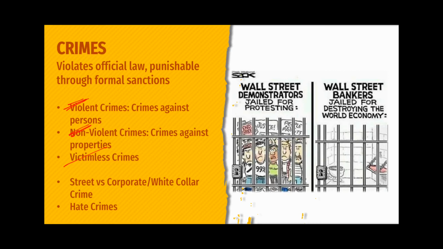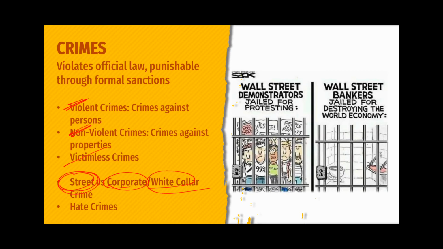And then we can further differentiate the type of crime based on who is doing the crime. Now, we have those who do petty crimes like murder, theft, robbery. These are street crimes. But we also have corporate crime or white-collar crimes. These are crimes that are done at a corporate level. Like for example, embezzlement, fraud, estafa. So these are examples of white-collar crimes.